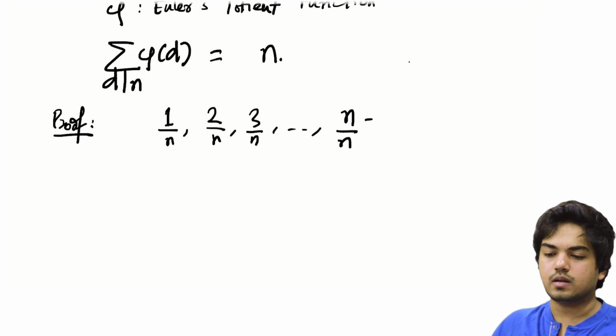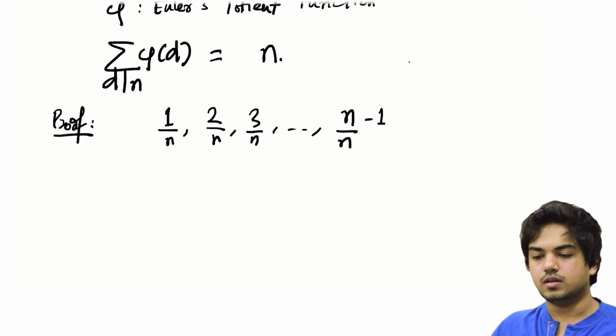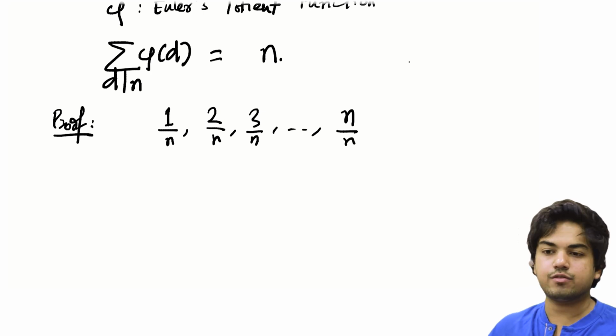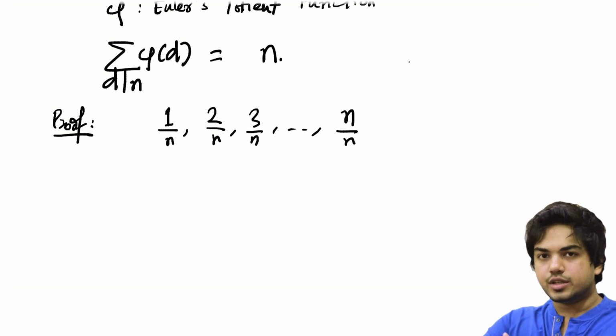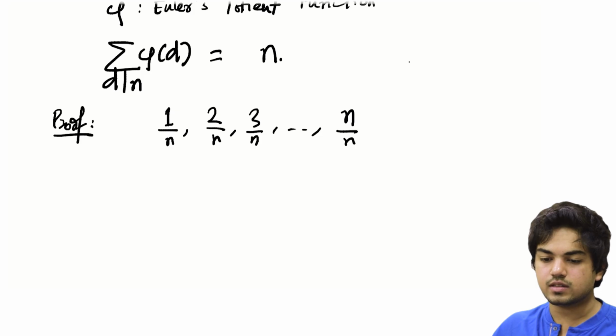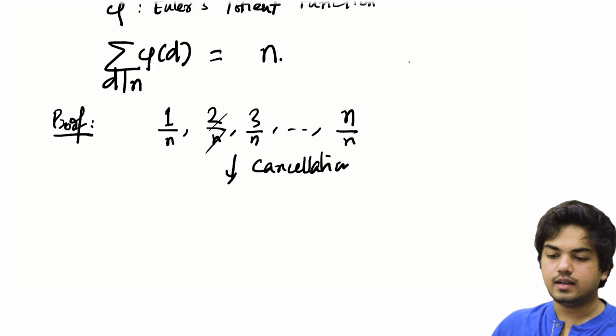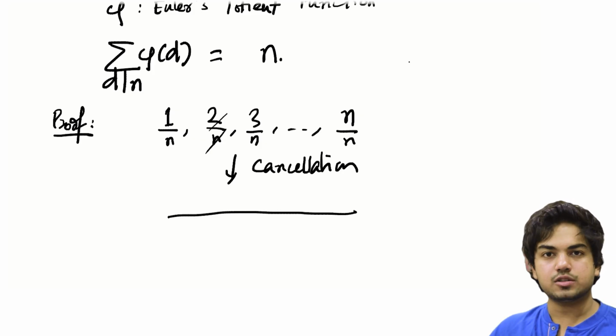We can even look at n minus 1. It doesn't really matter. But n by n just gives you a more immediate result. So you look at these n fractions, right? And you reduce them, by which I mean wherever there's a common factor in the numerator and denominator, you cancel it out. And after you do this process, you get some n new fractions.